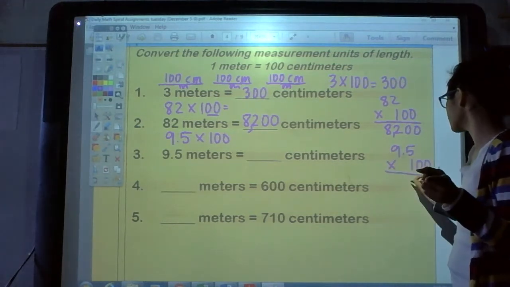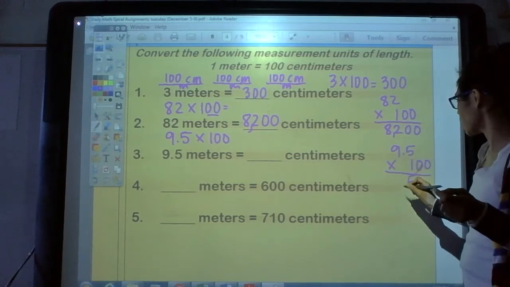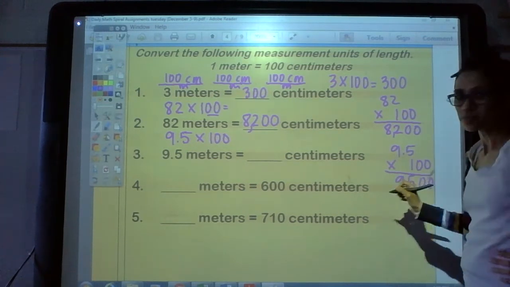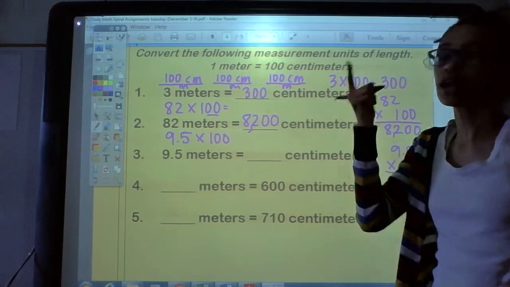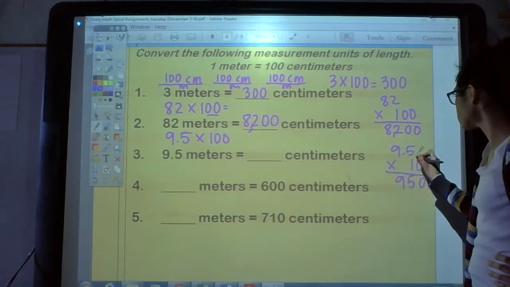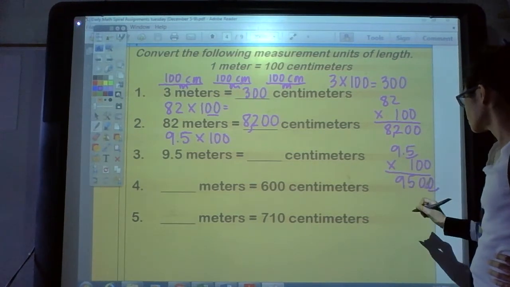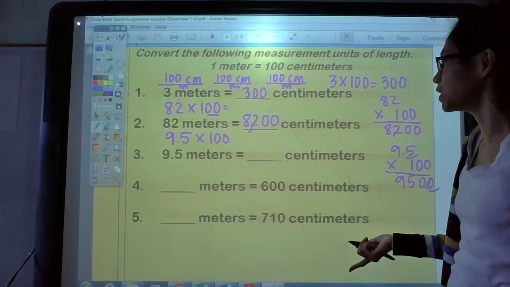1 times 5 is 5. Don't worry about that decimal. 1 times 9 is 9. Bring down those zeros. Bam, bam. And now the decimal needs to do what? We're gonna count it over. Look. Bloop, 1 spot right there. So it's 950 decimal 0, or that's just 950.